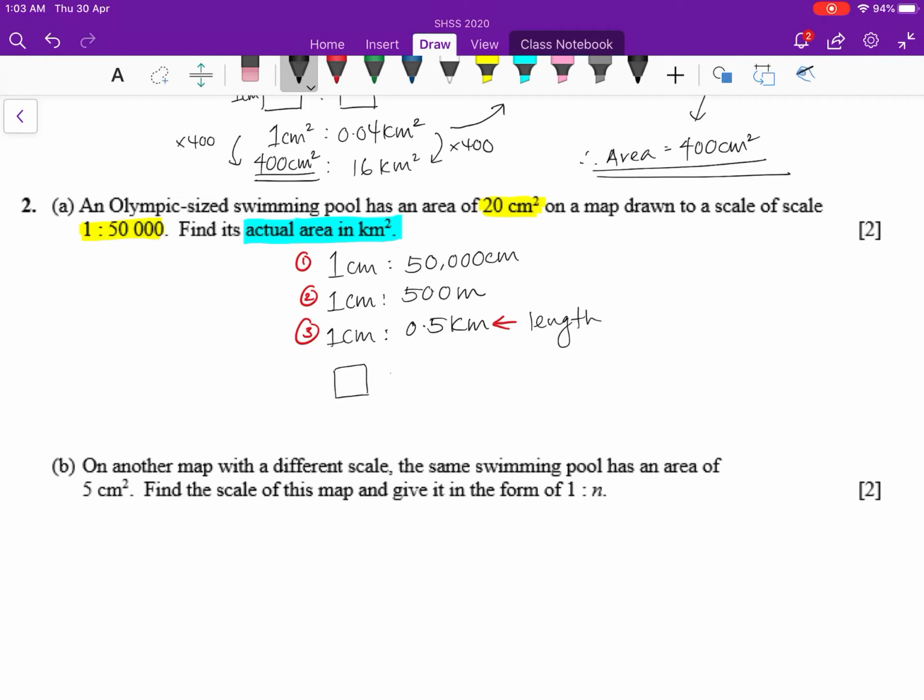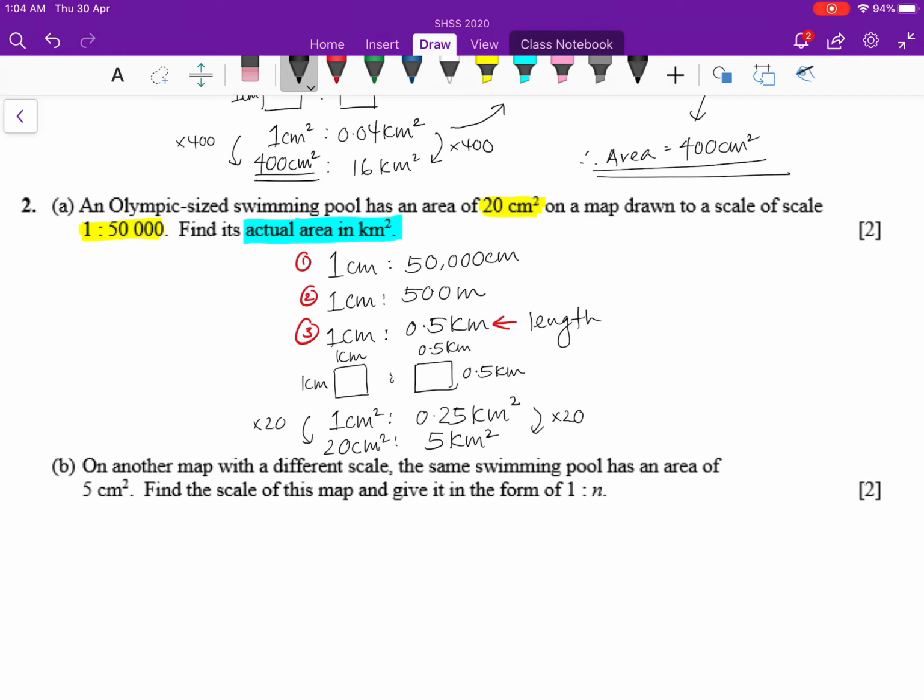So it's an area of a square is to an area of a square. This is 1 cm by 1 cm. This is 0.5 km by 0.5 km. To get the area, 1 cm square is to 0.5 times 0.5, which gives you 0.25 km square. Now, the 20 cm square is on the map. So since this is 20 cm square on the map, I need to multiply by 20 on the left side. On the right side, I also need to multiply by 20. So I take 0.25 multiplied by 20. That will give me 5 km square. So that is the actual area, 5 km square.